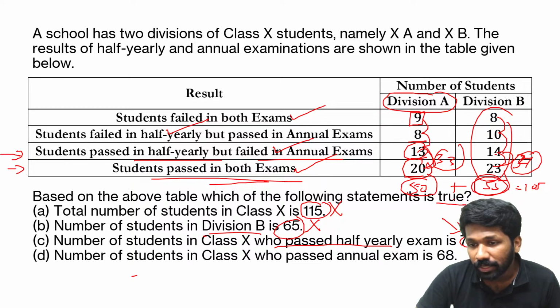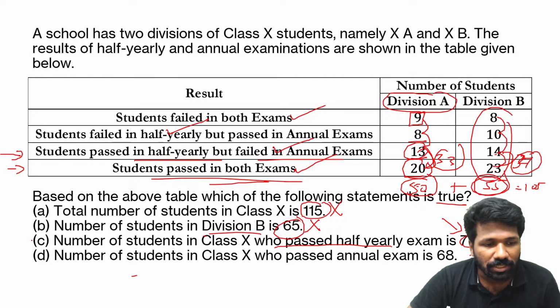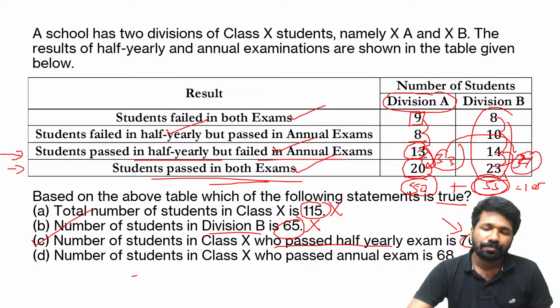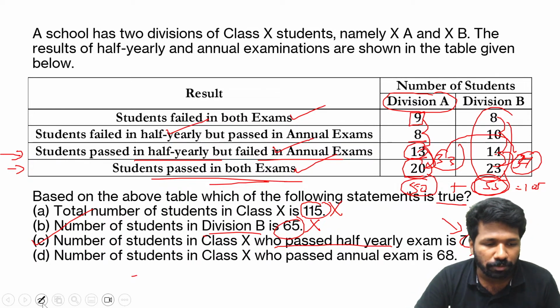Sorry, 33 plus 37, my mistake. 33 plus 37, 70, that is a true statement. So option C is the correct answer. 33 and 37 added is 70. So that is why the third option, option C, is correct.